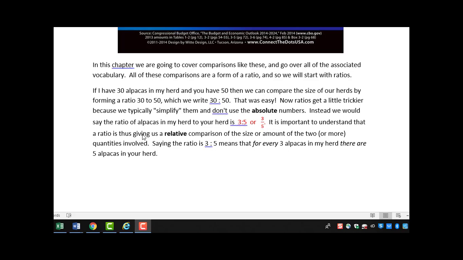It is important to understand that the ratio gives us a relative comparison. A ratio of 3 to 5 for this situation does not mean there are 3 alpacas in my herd and 5 alpacas in your herd. It means that that's what the ratio is. It's a relative comparison. Saying the ratio of 3 to 5 means that for every 3 alpacas in my herd, there are 5 alpacas in your herd.